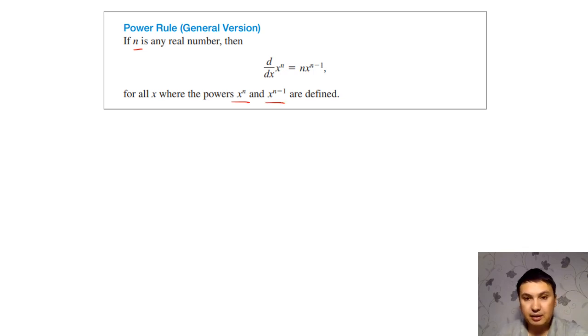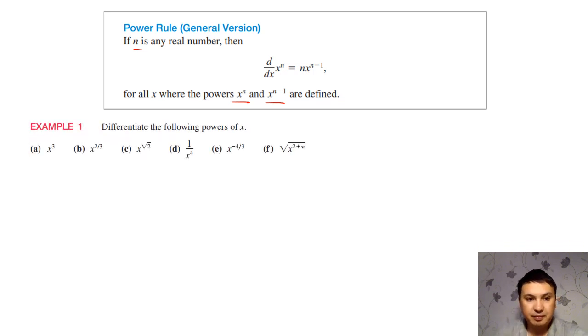For the proof we will need later sections, so we're not going to prove it. Instead, we'll do some examples. Let's do some of them. Let's do A: the derivative of x cubed with respect to x.